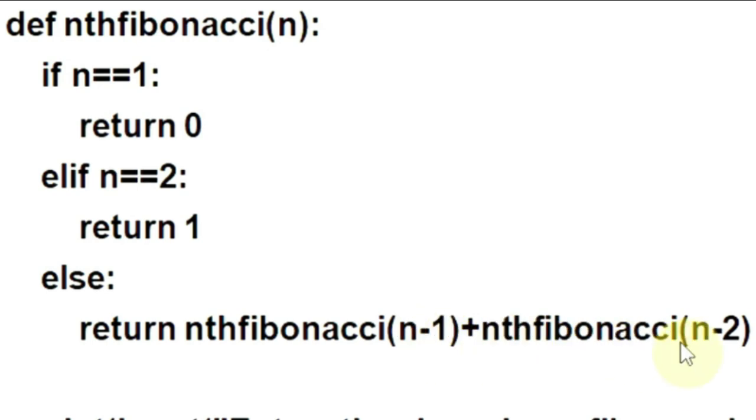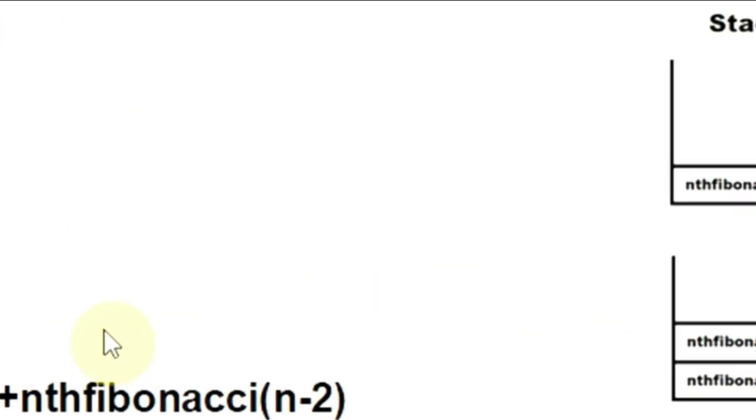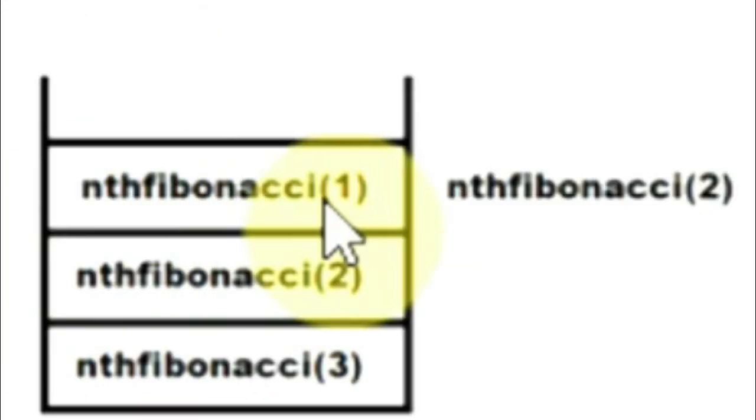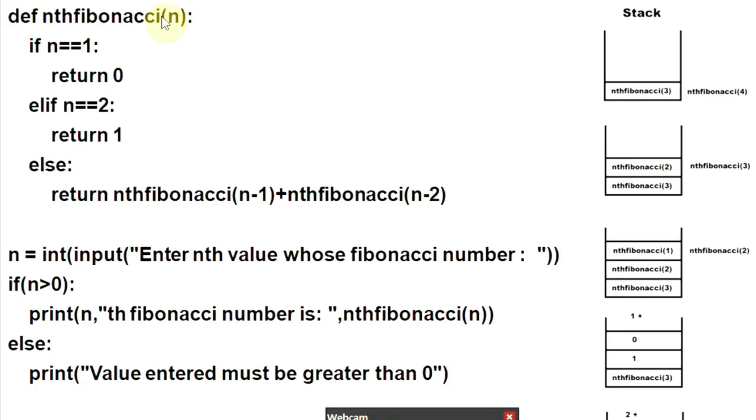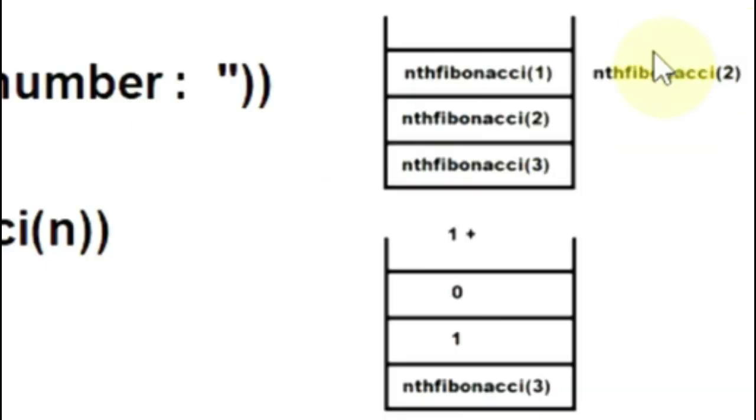But what about this nth Fibonacci 1? 3 minus 2 is 1. This nth Fibonacci 1 is not yet called. So again the compiler will push it onto the stack, that it has to be called. And this nth Fibonacci 2 will be invoked. Right? So 2 will be assigned to the parameter n. Is n equal to 1? No. Is n equal to 2? Yes. Return 1. So this 2 will return 1.